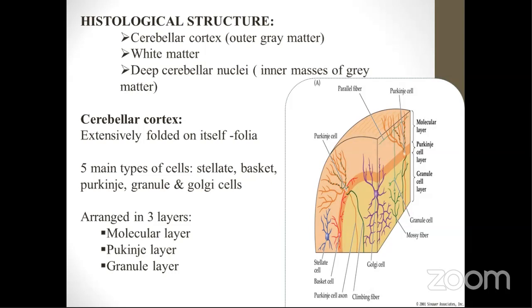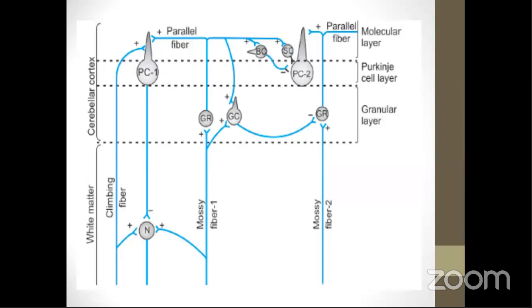So you have five main types of cells: stellate cells, basket cells, Purkinje cells, granule cells, and Golgi cells. These five cells are arranged in three layers: the molecular layer, the Purkinje cell layer, and the granular cell layer. This is the part you have to write whenever you are writing about the neuronal cells. This figure is very important. This is a functional figure. You have to practice this particular functional figure.